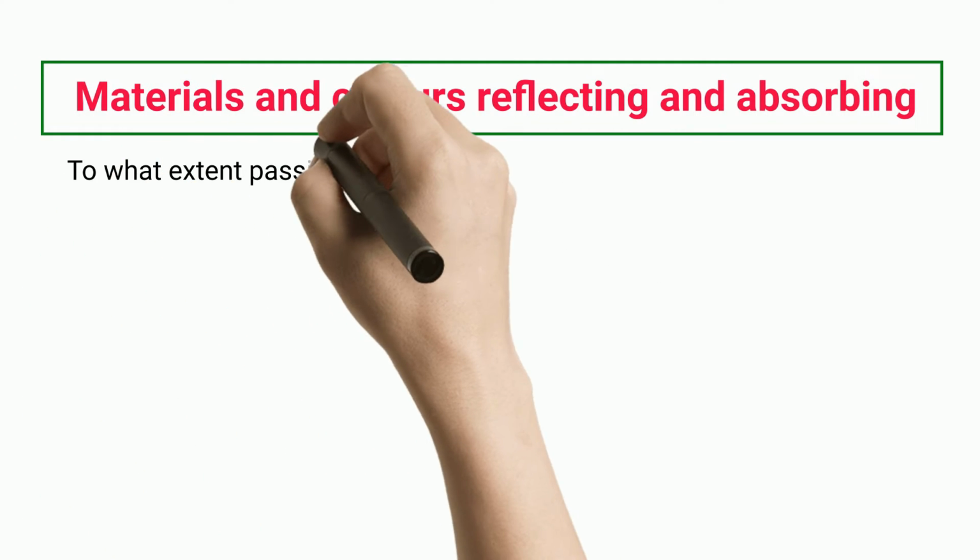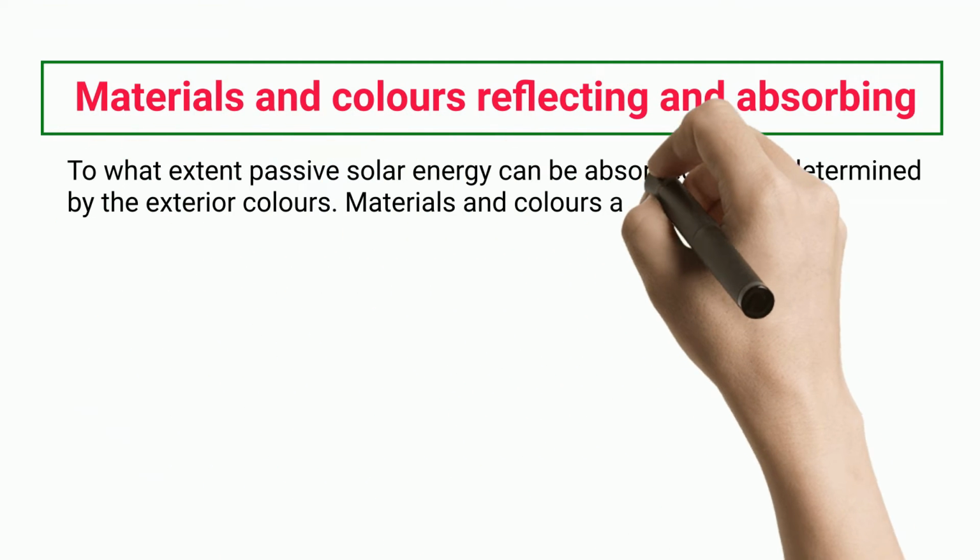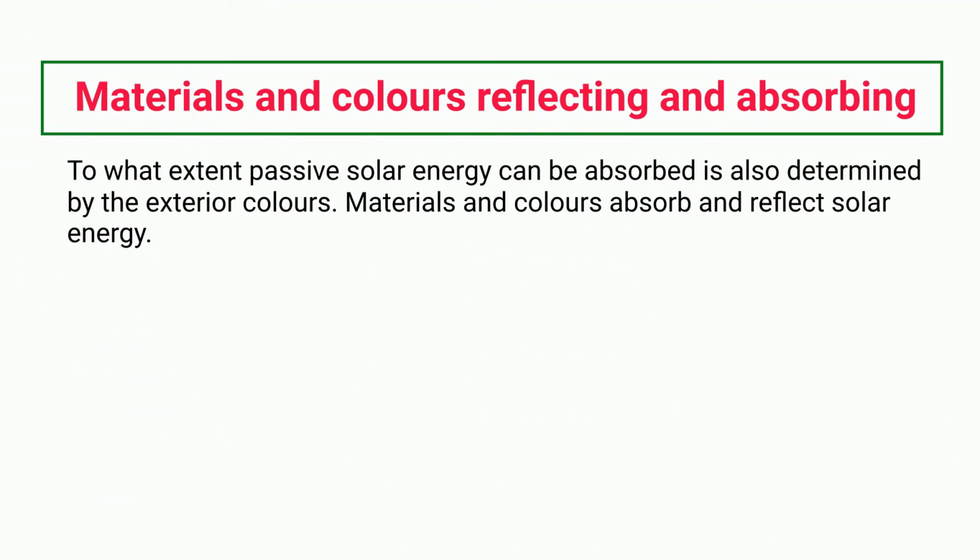Materials and colors reflecting and absorbing. To what extent passive solar energy can be absorbed is also determined by the exterior colors. Materials and colors absorb and reflect solar energy.